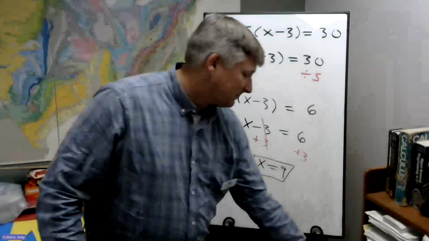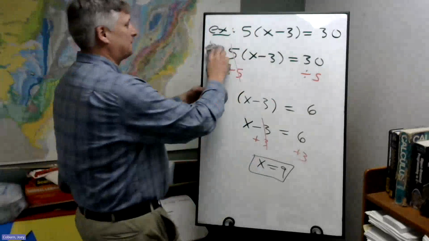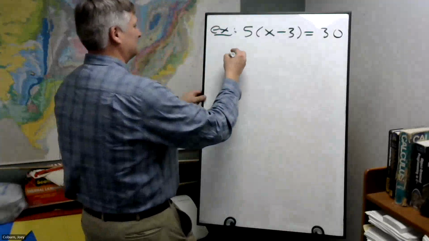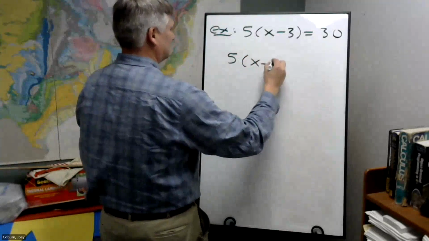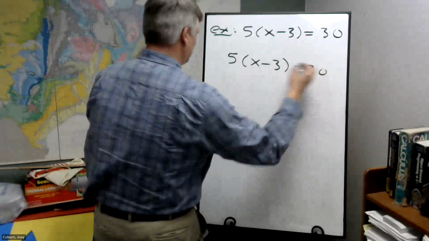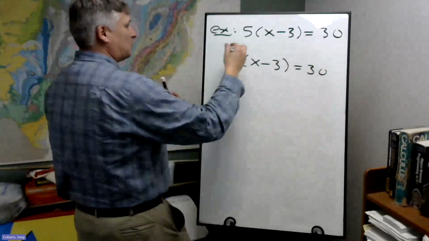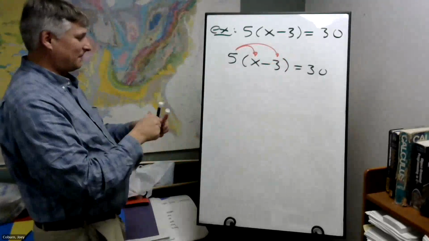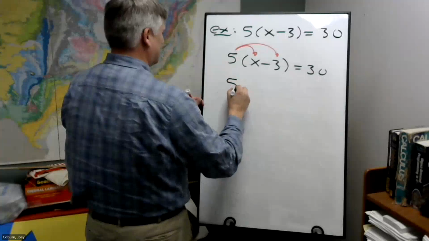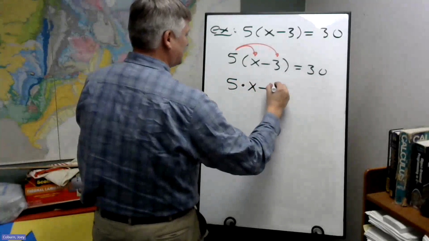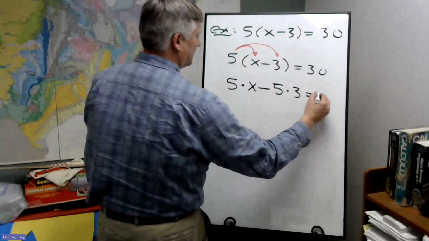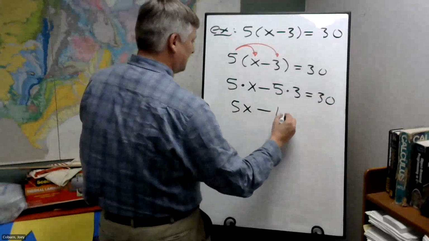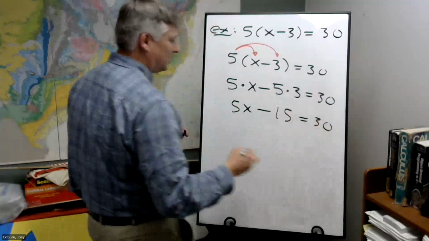Now, the other way is to distribute first. So we can distribute the 5 like so. And so we get 5 times x minus 5 times 3, which is 15. 5x minus 15 is equal to 30.